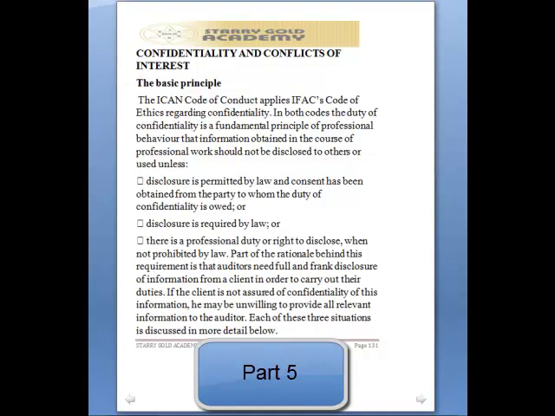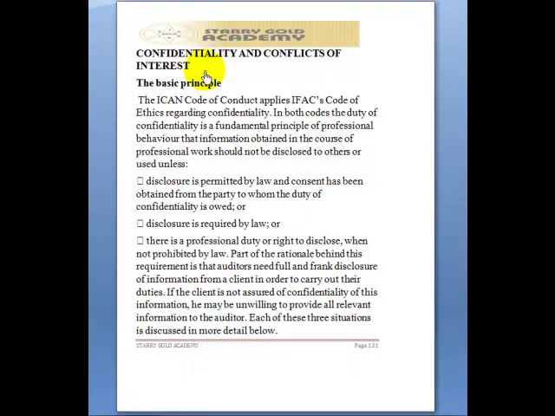Welcome back. We want to examine confidentiality and conflicts of interest. We're still looking at ethics, the rules of professional conduct, and confidentiality is also a key aspect. Conflict of interest also always comes in.